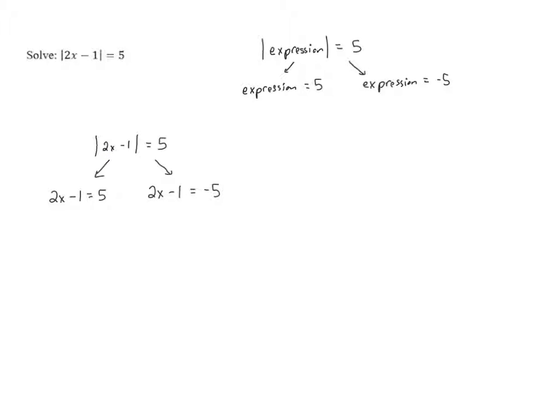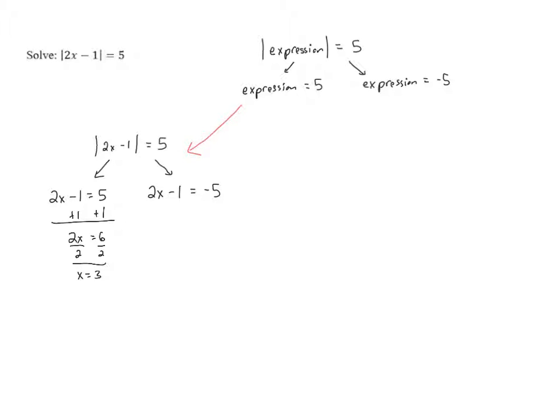We can see that this models what we did just a moment ago, except instead of using the word expression when we were splitting up the equation into two, we actually wrote the expression that was inside the absolute values. And now that we've split up the equation, we can solve each of these individual equations for x. For the first one, we can add 1 to both sides, which gives us 2x equals 6. And then to get x alone, we divide by 2, and that gives us x equals 3.